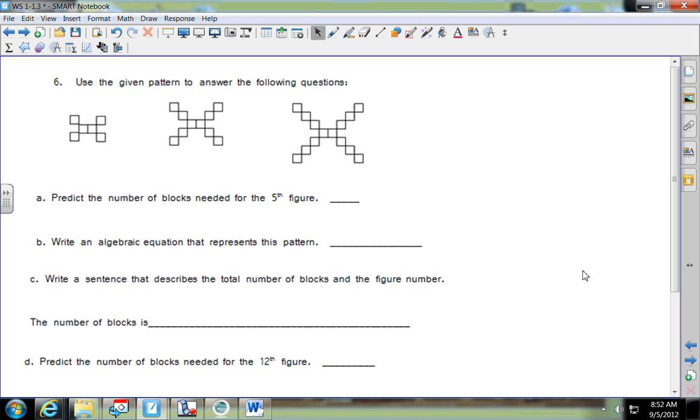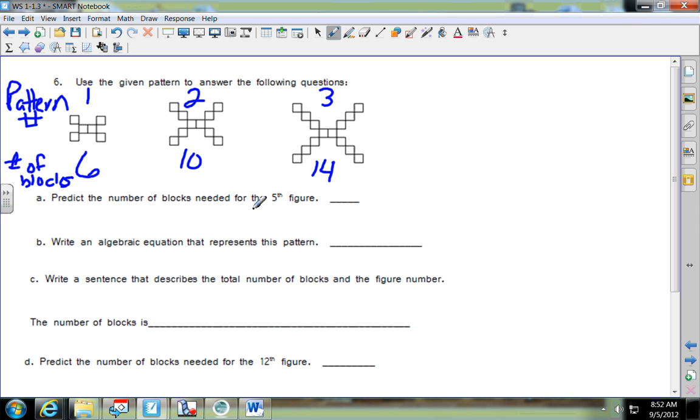Okay, so on this one, it says use the pattern to answer the following questions. Well, when I look at this, what I see is the first pattern has 1, 2, 3, 4, 5, 6 blocks. The second pattern, 1, 2, 3, 4, 5, 6, 7, 8, 9, 10. The third one, 1, 2, 3, 4, 5, 6, 7, 8, 9, 10, 11, 12, 13, 14, has 14. So this is the pattern number, and this is the number of blocks.